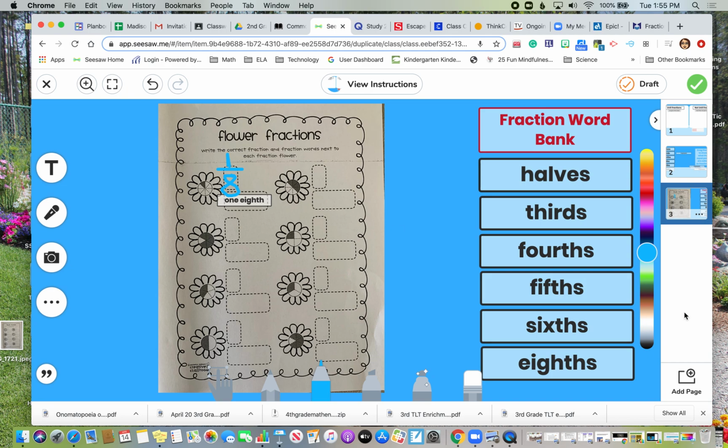So go ahead and give this a try, and I'll see how you do. I look forward to seeing how you label all of the fractions.